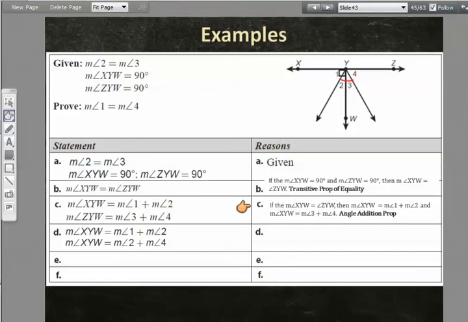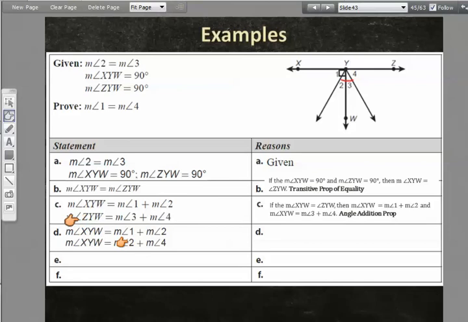Alright, so now look what happens. It looks like they're saying the same exact thing, but look here. This ZYW is XYW now. Okay? And this 3 right here has become a 2. Alright? So you're thinking, whoa, this is going to be a big if-then statement. Remember, here's your if, here's your then.